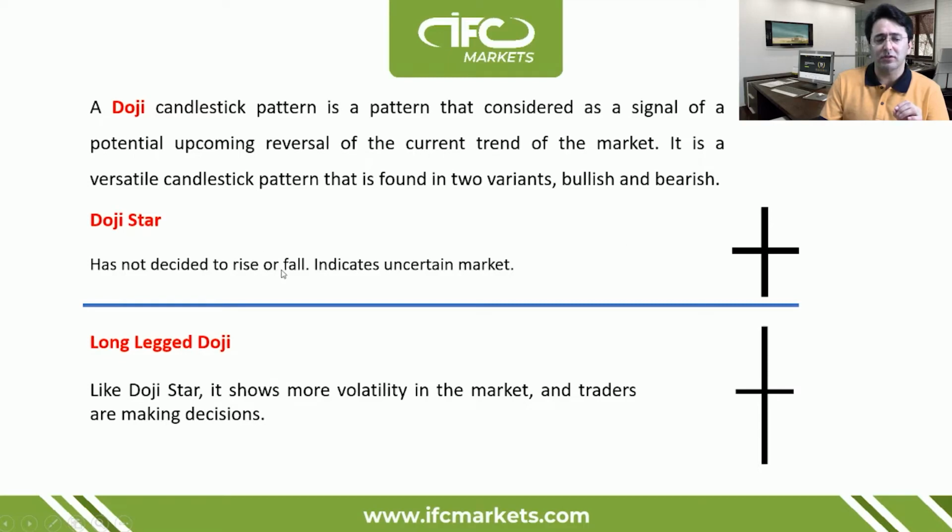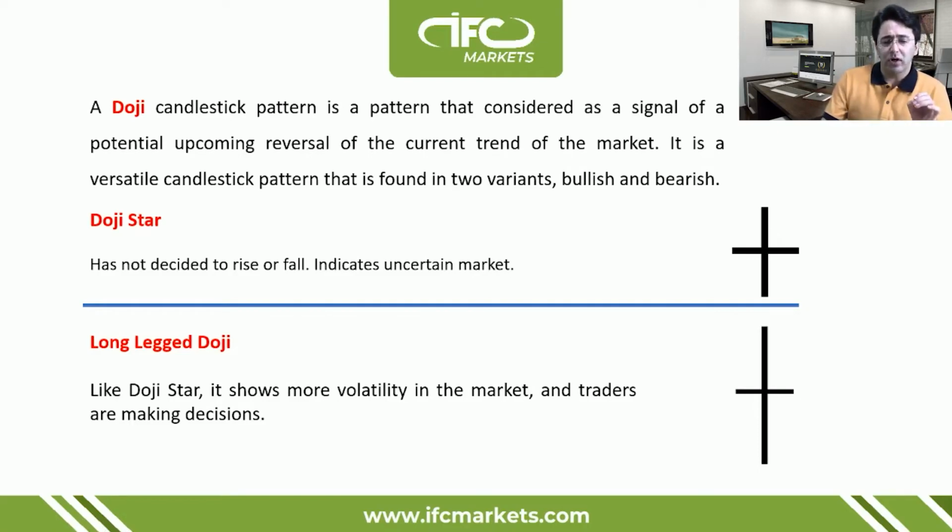The doji star means that the market has not decided yet whether to rise or fall. But if you have the same with longer legs, we call it the long-legged doji. Long-legged dojis are exactly the same as the doji star, but the market has more volatility. When it's a doji star, the market doesn't know what to do right now. There is no decision yet. The traders are still confused.